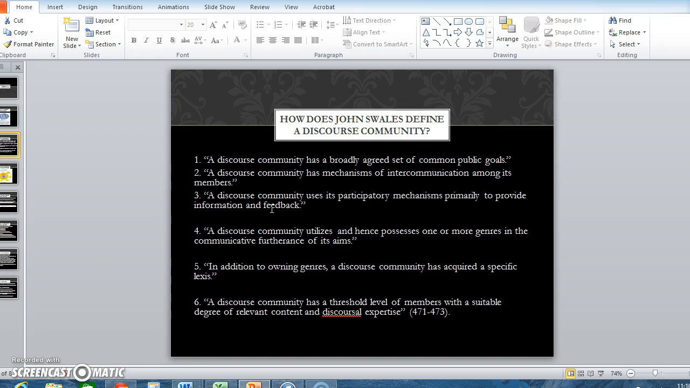So for instance, if you are entering into the field of medicine, your discourse community's common public goals, one of many, might be to provide health and care to those who are in need or who have diseases. If you're going into the discourse community of a teacher, then your common goals often surround themselves with student learning, achievement, transfer, and so forth.